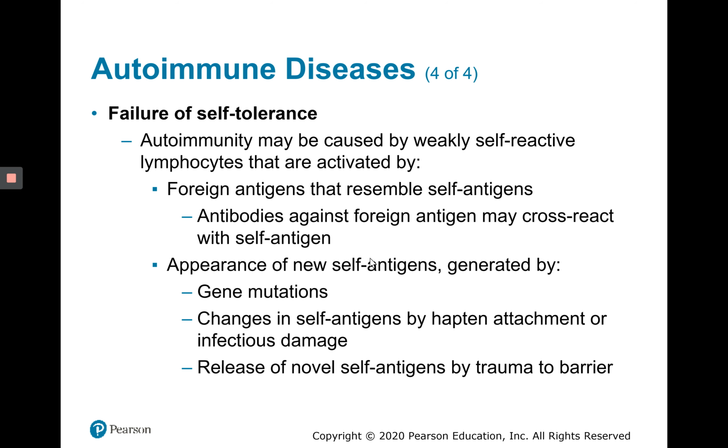Because failure of self-tolerance causes this autoimmunity condition, and it could be caused by, we think, weakly self-reactive lymphocytes that are activated when they bind to body proteins, and these foreign antigens that resemble self-antigens begin to cross-react with these body proteins. And the appearance of new self-antigens because of these weak self-reactive lymphocytes binding to body proteins is generated, we think, by gene mutations, changes in self-antigens by hapten attachment or infectious damage, and release of novel self-antigens by trauma to a barrier.